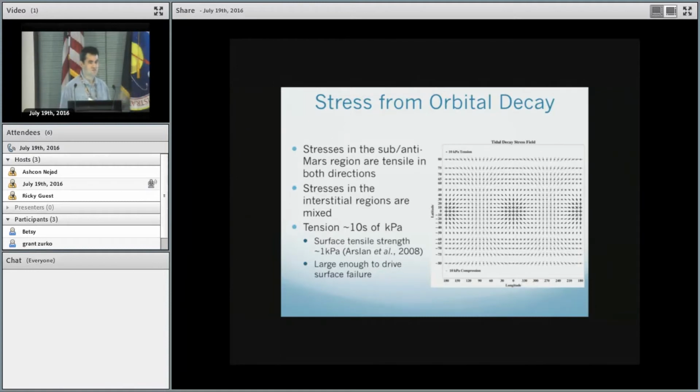And so we think that these stresses are large enough to drive fractures in the surface of Phobos. And because of Phobos' small size and the overburden pressure, and mostly because of its small gravity, these stresses can drive cracks down to about 1 kilometer of depth.